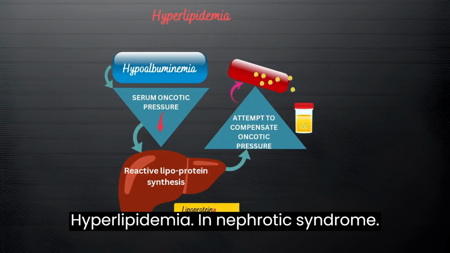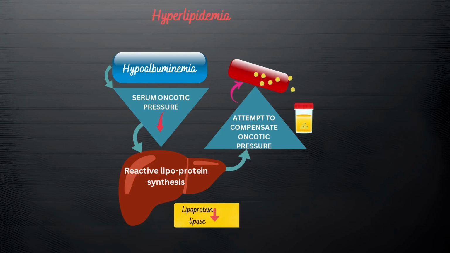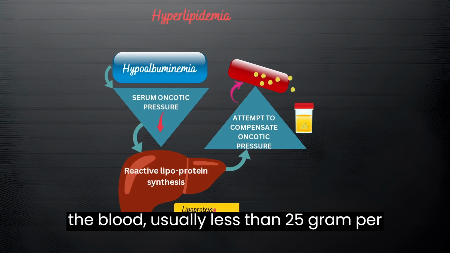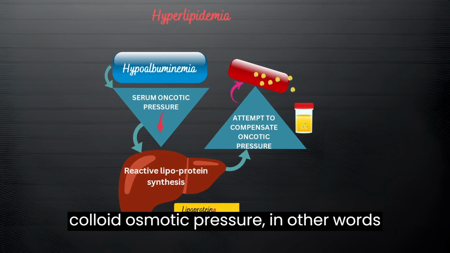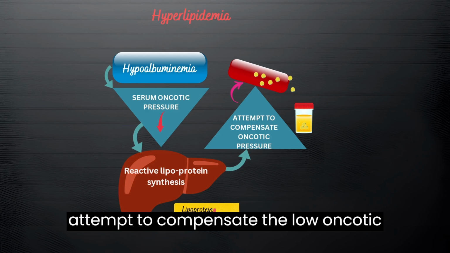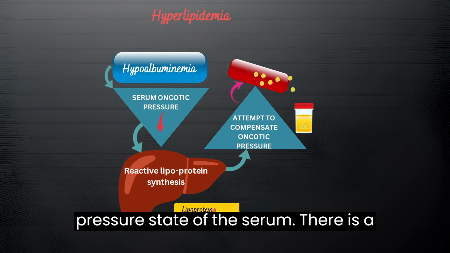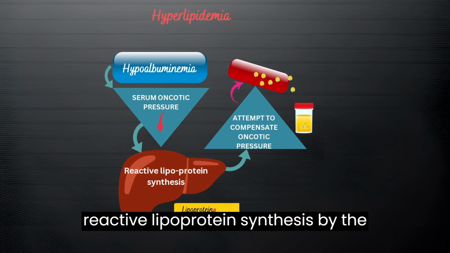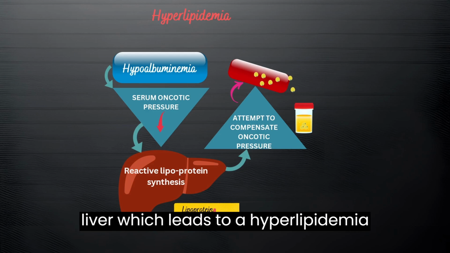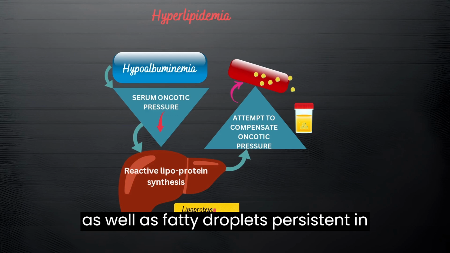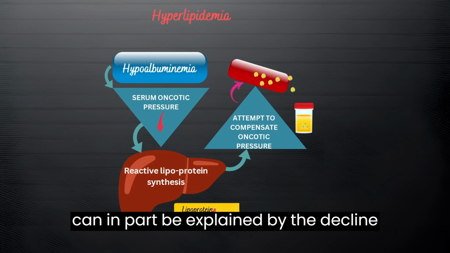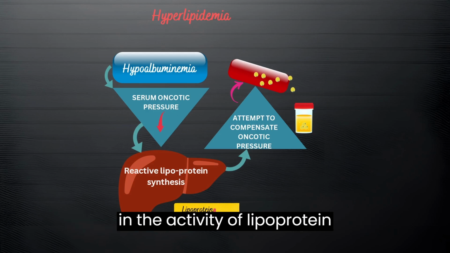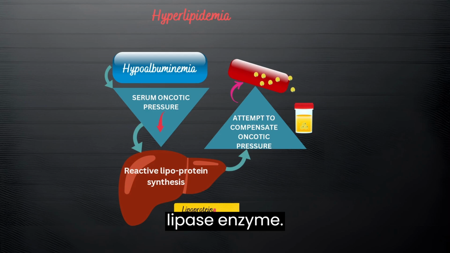Hyperlipidemia. In nephrotic syndrome, there is excessive loss of albumin from the blood, usually less than 25 grams per liter, which in turn causes the serum colloid osmotic pressure, in other words, oncotic pressure, to decrease. In an attempt to compensate for the low oncotic pressure state of the serum, there is a reactive lipoprotein synthesis by the liver, which leads to hyperlipidemia as well as fatty droplets persistent in the urine. The excessive lipid synthesis can in part be explained by the decline in the activity of lipoprotein lipase enzyme.